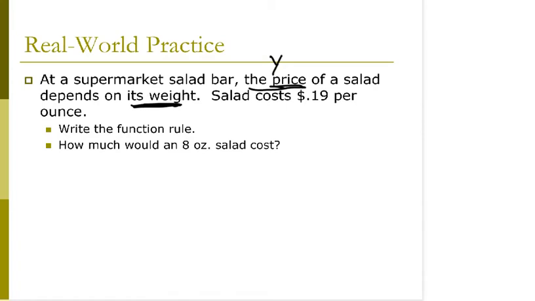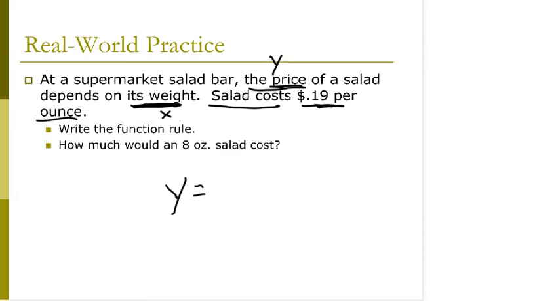So here we have something that says the salad cost. In other words, the price of the salad is going to be equivalent to something. And it says 19 cents per ounce. So that means that, putting it all together, we're going to have to multiply 19 cents times the weight, or the number of ounces. So that's our function rule.